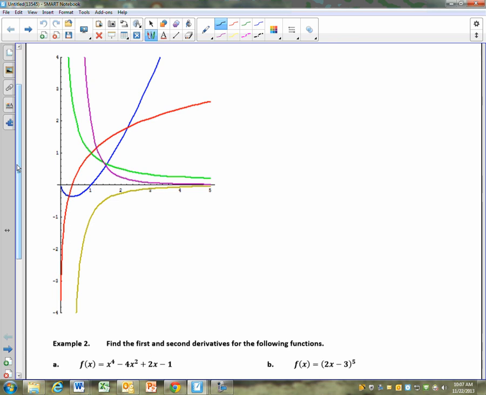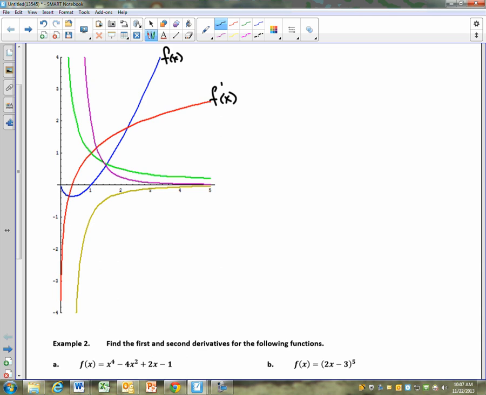So we said that the blue one was definitely going to be f of x, and we said that the red one was going to be f prime of x. Now, this is the second piece I want to show you, and this is where I made a small mistake, and again I apologize.